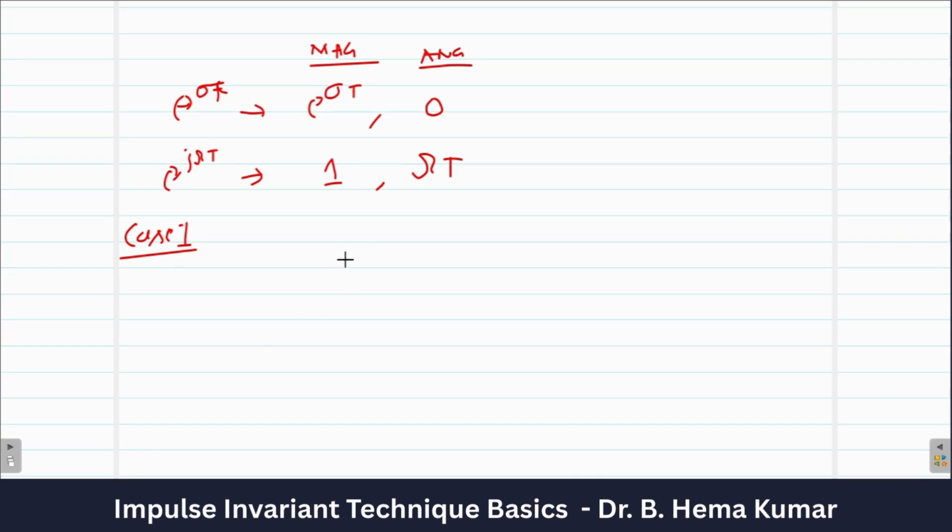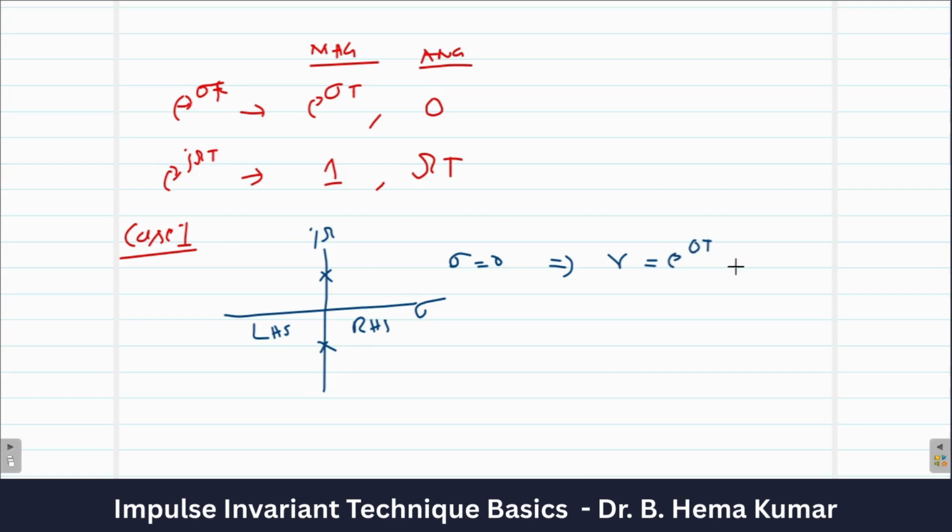We'll put any pole on your S plane. This is your S plane, this is your left hand side, this is your j omega axis, this is your sigma axis, this is your right hand side. I'm having a pole exactly on the j omega axis. If a pole is exactly on the j omega axis, it means alpha is equal to 0. So what happens to r? r is equal to e power 0 t, which is 1, since e power 0 is 1.